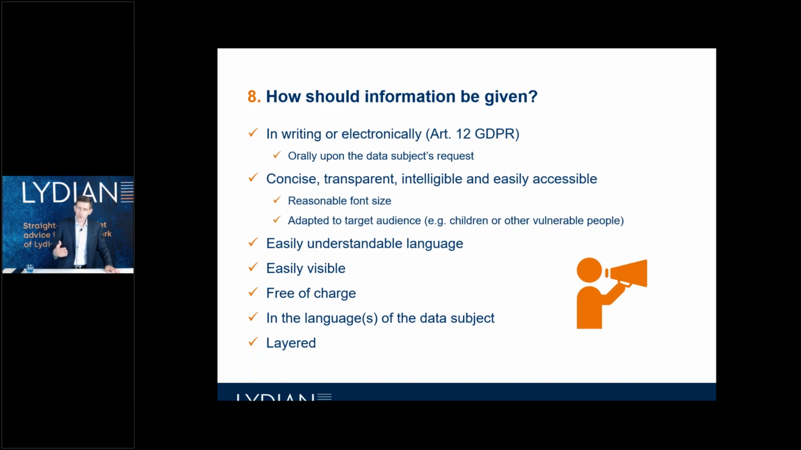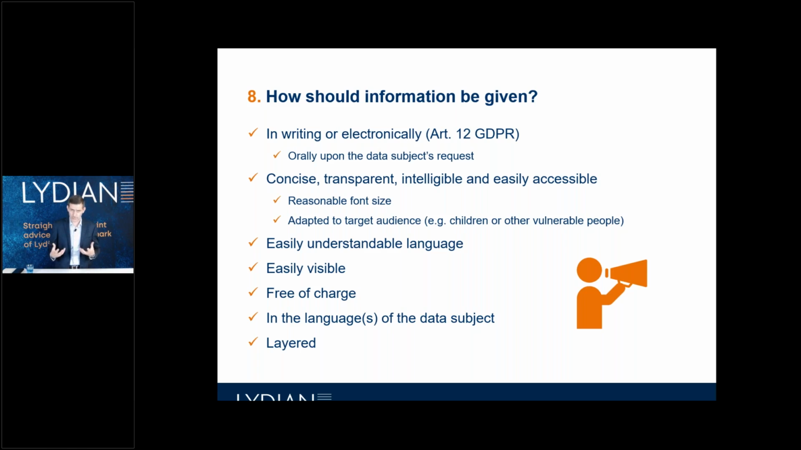And then there is a whole range of different requirements on how exactly information should be provided. It should be concise, transparent, intelligible, and easily accessible. What does this mean in practice? For example, use of a reasonable font size so that it is readable for the data subject. It should also be adapted to the target audience. So for example, if you are drafting a privacy notice for children, this should be drafted in another manner than a privacy notice for adults.